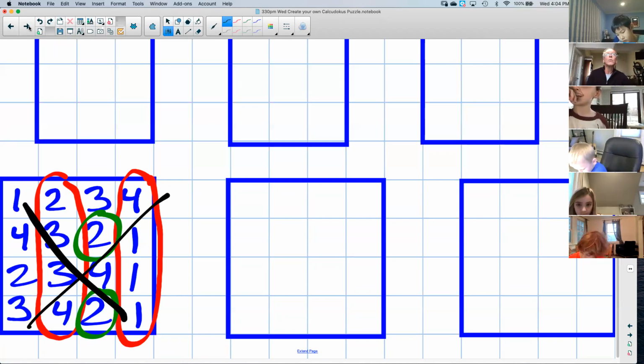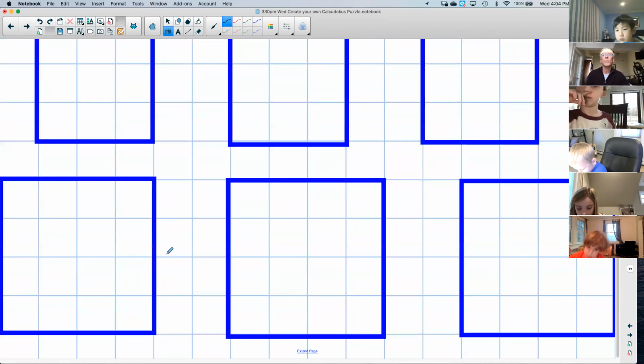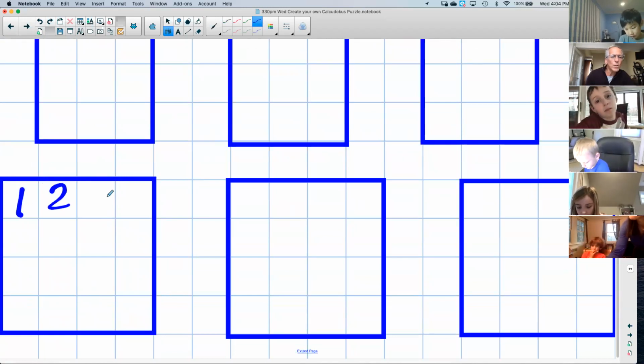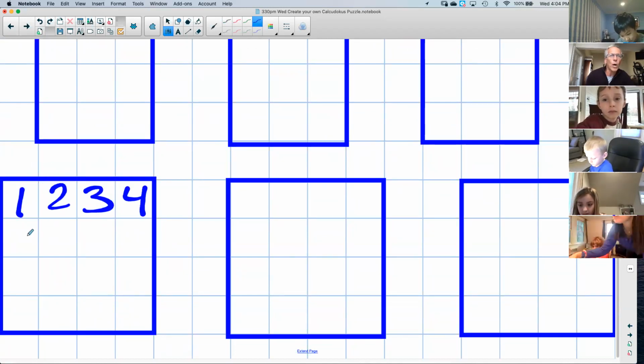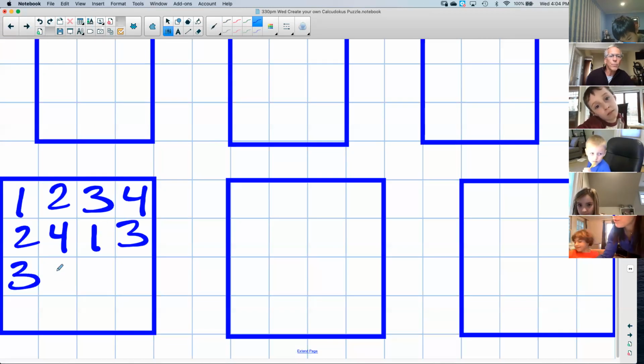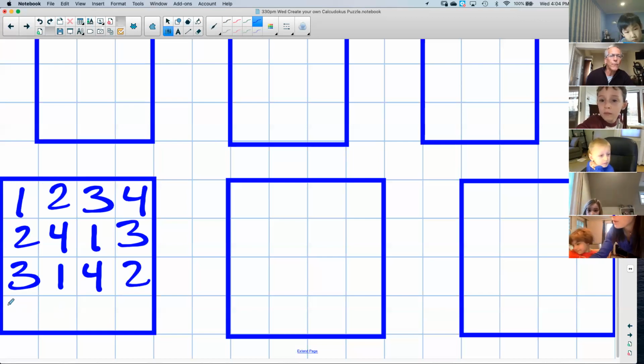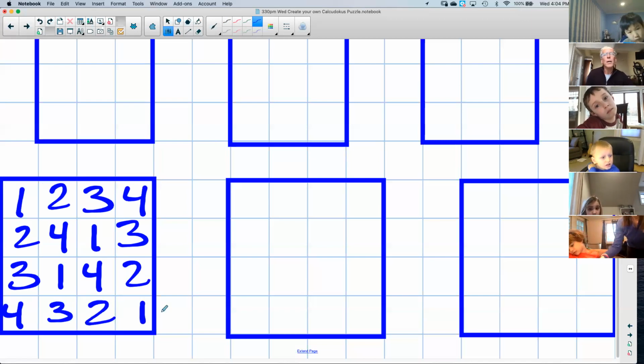Tess, why don't you give us yours? There has to be a different number in every column. So I see a 1, 2, 3, 4; 2, 4, 1, 3; 1, 2, 3, 3, 1, 4, 2, and 4, 3, 2, and 1. And guess what? I don't see any violations at all on that.